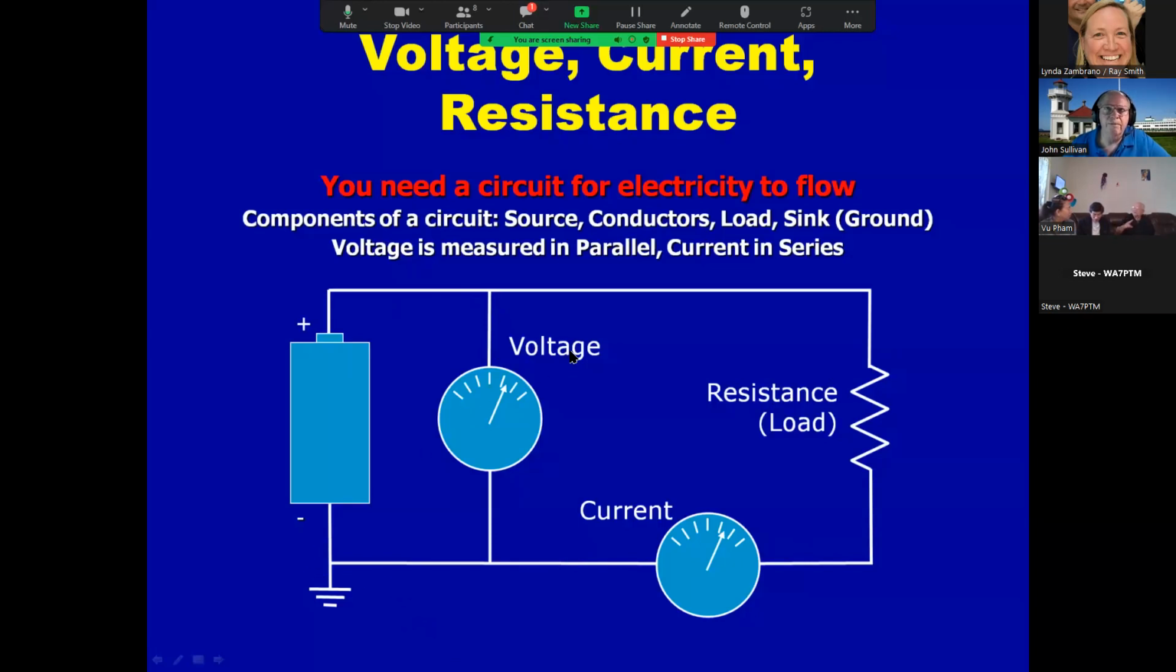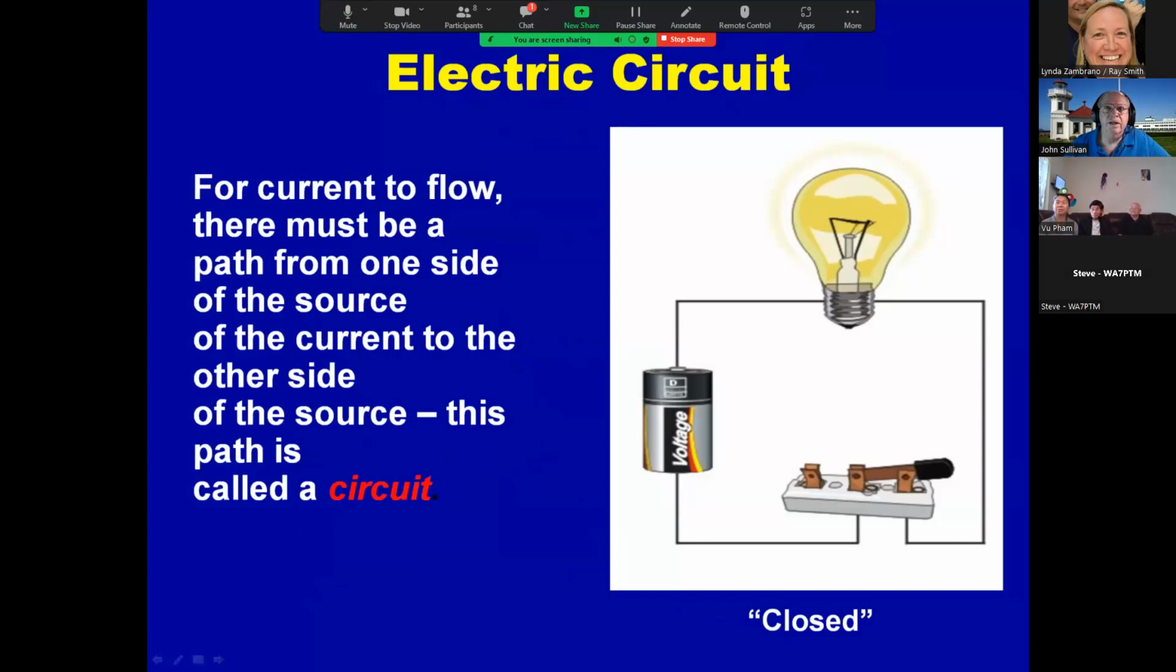Voltage, you can see we have a meter here. It's always measured in parallel across a load. So here's a load, you measure the voltage across it. Whereas current is measured in series. So we want all the current that you want to measure to flow through that meter and nothing else. So voltage is measured in parallel and current is measured in series, and we'll see that again in a little bit. So let's take a look at an example of a circuit.